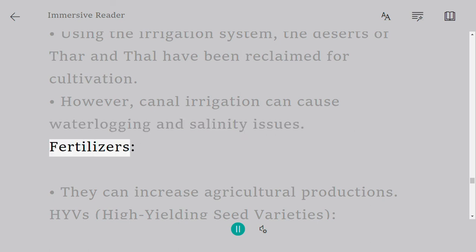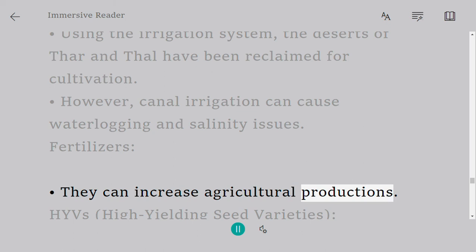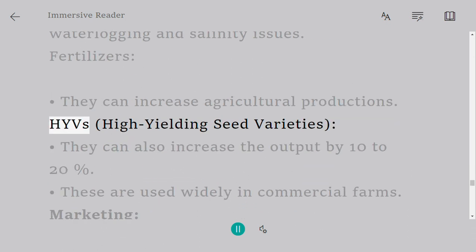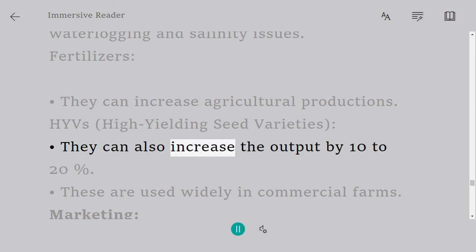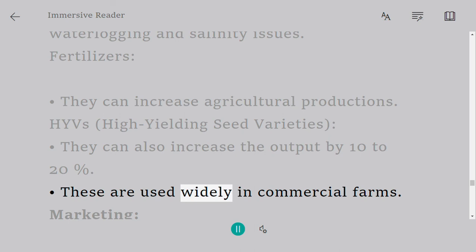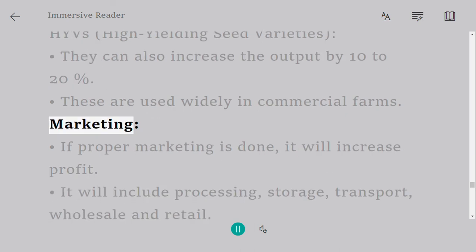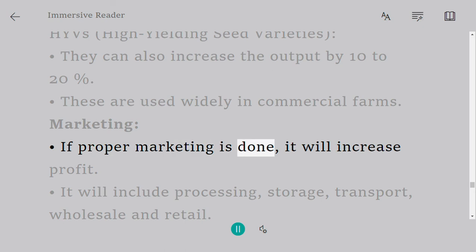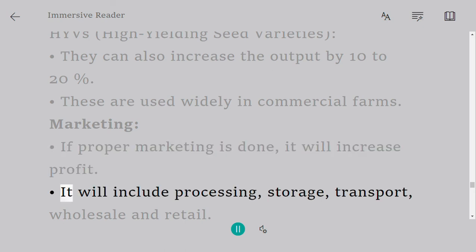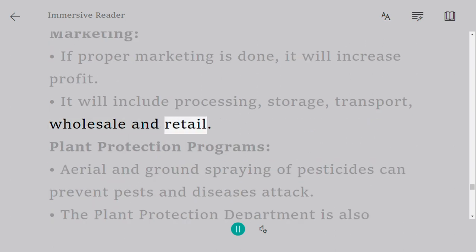Fertilizers. They can increase agricultural production. HYVs, high-yielding seed varieties, can also increase the output by 10 to 20%. These are used widely in commercial farms. Marketing. If proper marketing is done, it will increase profit. It will include processing, storage, transport, wholesale and retail.